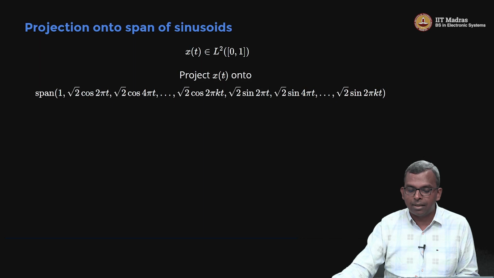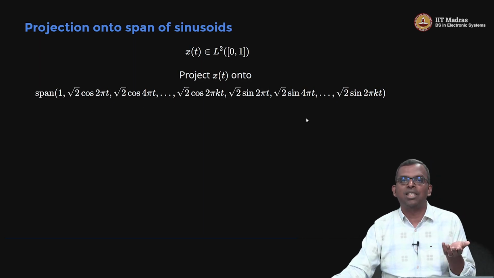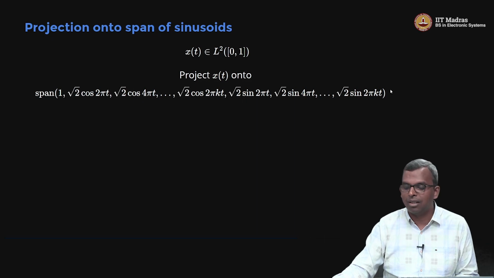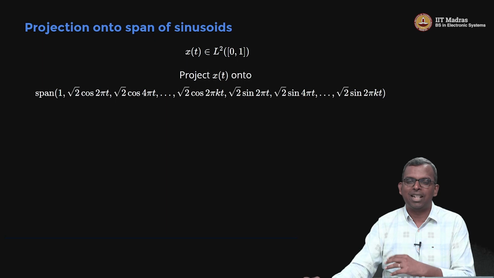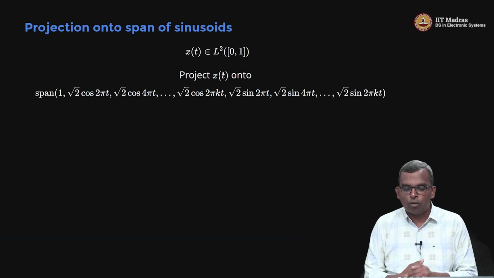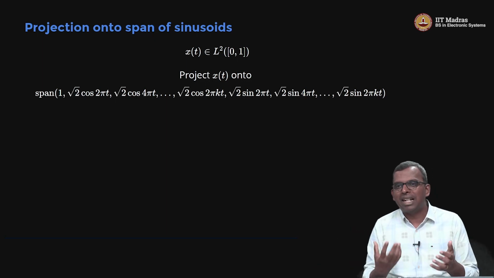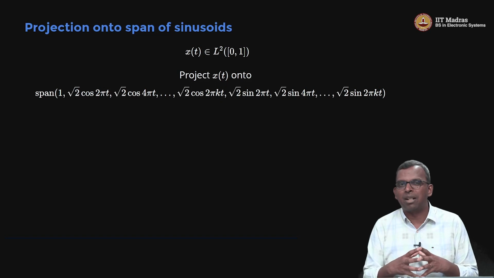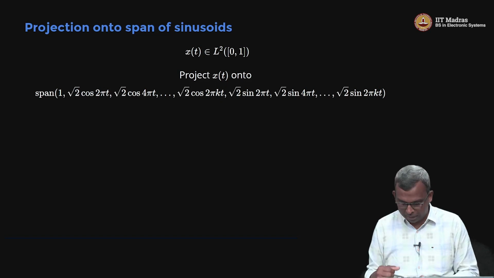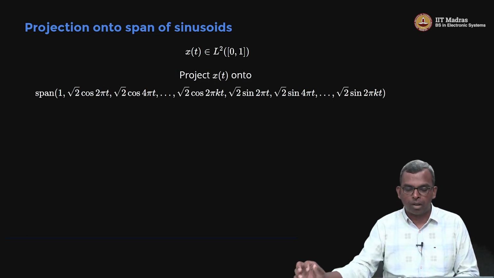This you may not be able to do exactly, but we will use our idea of projection to come up with the closest combination of sinusoids, which is going to represent x of t in some sense. And of course, as I increase k, I can expect the representation to be better and better, because I'm using more and more basis functions. So that's the projection we're talking about.